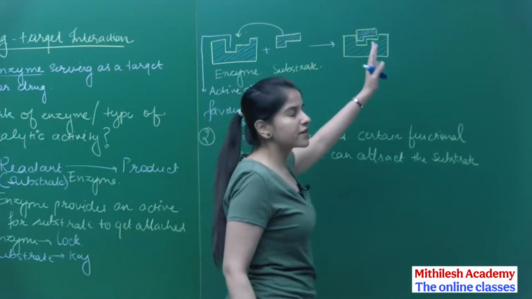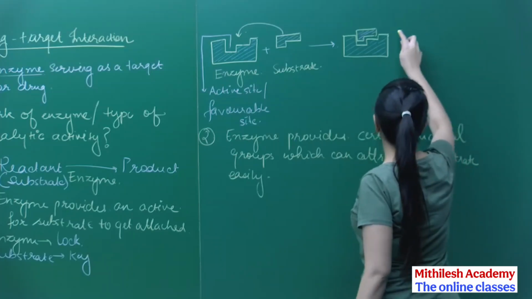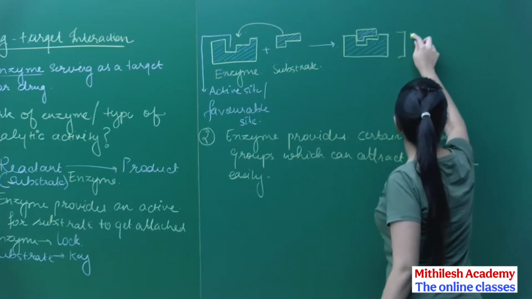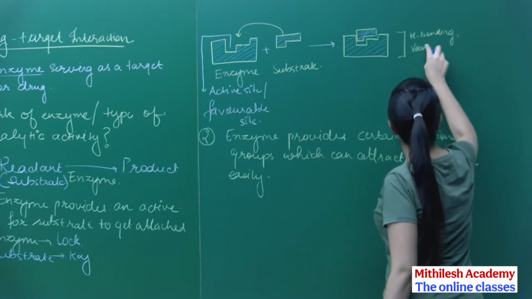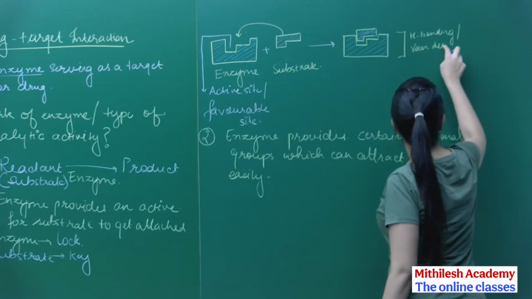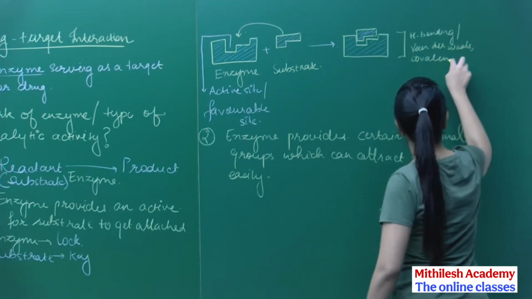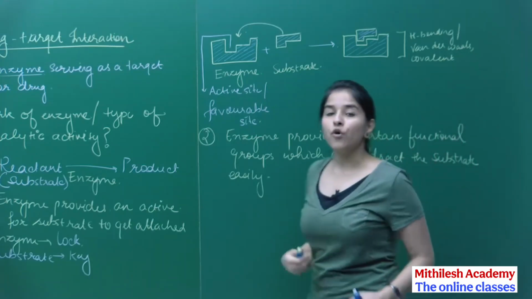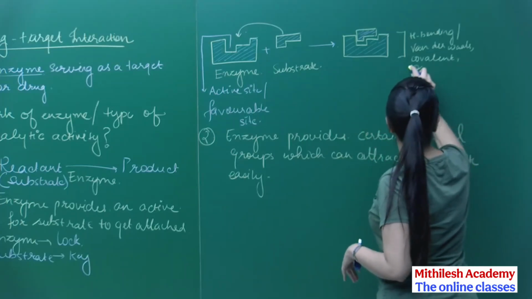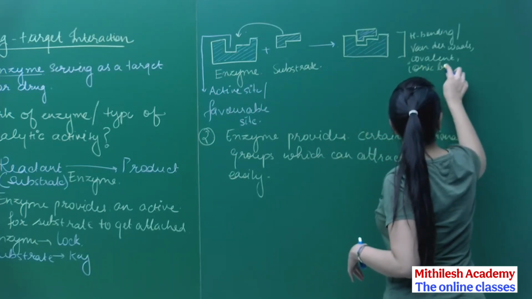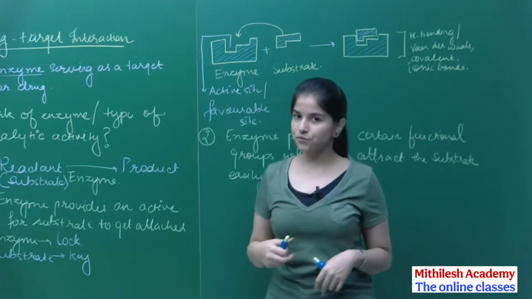Also, this kind of interaction between the substrate and the enzyme may be via H bonding, it may be van der Waals forces, it may be covalent, and so on. So these are the kinds of bonding which can happen in this case, or I can say even ionic bonds. So anything could happen over here, any kind of interaction will take place.